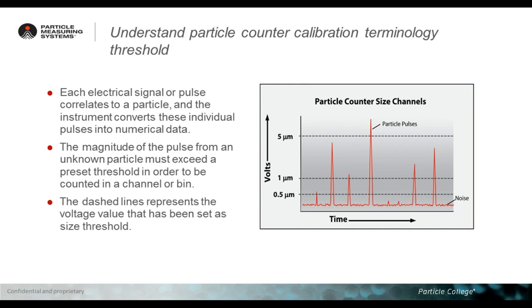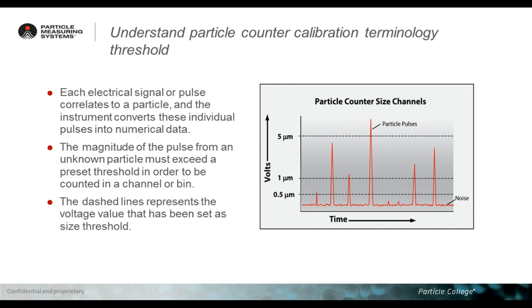So there will be pulses, one per each particle, and as you can see, each pulse may be different from the other, and the difference is based on the size of the particles. So a little particle like a 0.5 micron will result in a small peak, while a big particle, in this case a 5 micron particle, will result in a higher peak.